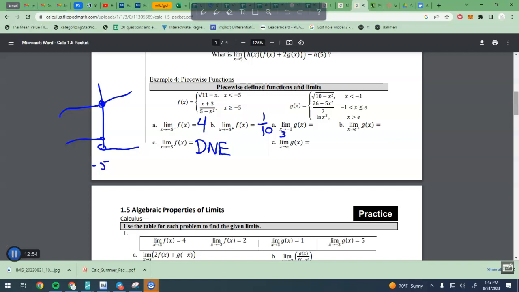It is 3. So you get 26 minus 5, which is 21. 21 divided by 7 is 3. So because it was 3 from both sides, now I can say, okay, the answer is 3.